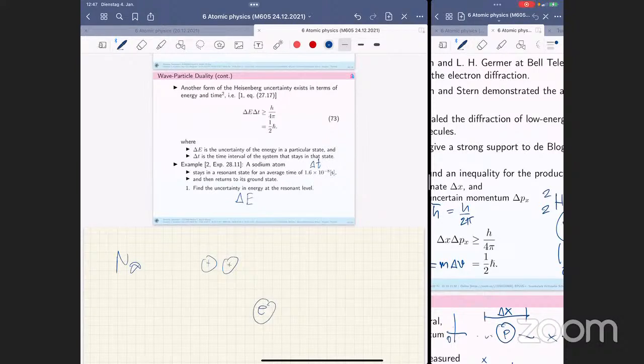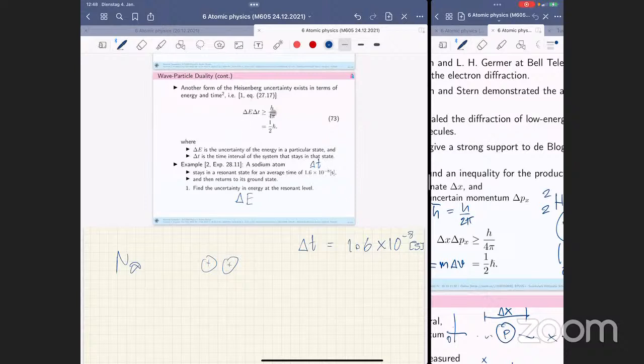No, they don't talk about the neutron or the electron at all. They just want to observe the vibration of the whole atom of sodium, and the observation time is 1.6 times 10 to -8 second. After the vibration, the atom of sodium remains in the ground state, so there is no vibration. Find the uncertainty in energy at the resonance level.